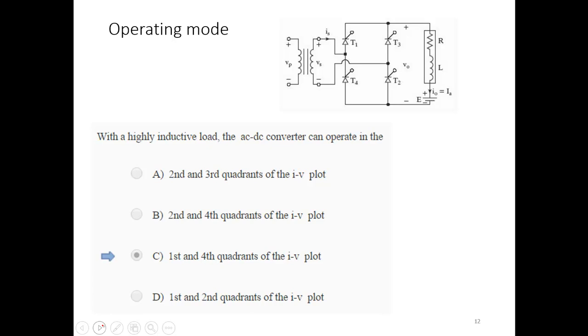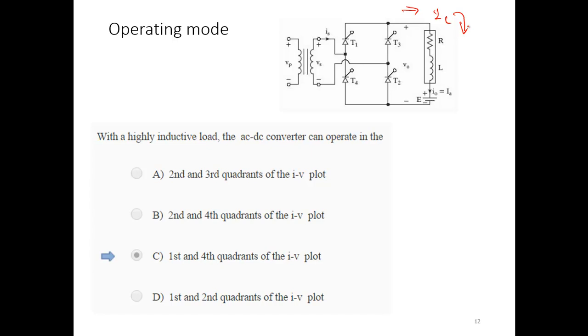Operating mode. What will be the operating mode? The highly inductive DC converter operates in the first quadrant and the second quadrant. This could be the VI plot. The current will always go in this direction, the positive direction. The current is always positive. The current will always go through this load in this direction because this is a rectifier. But the voltage could be either positive or negative, depending on whether the delay angle is 90 degrees or more than 90 degrees.